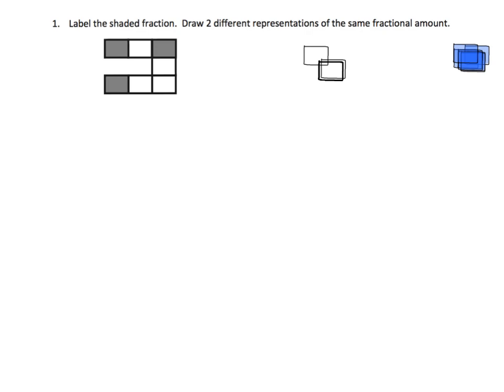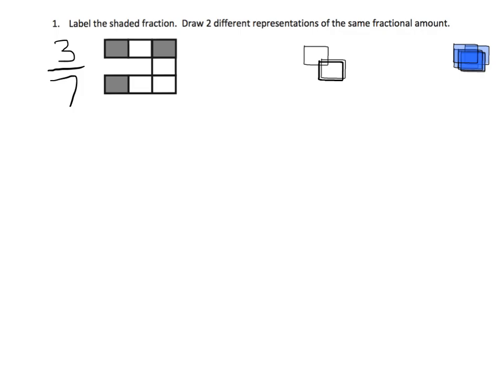So on this one, it says to label the shaded fraction and then draw two different representations of the same fractional amount. So first, let's figure out what fraction this is. So there's 1, 2, 3, 4, 5, 6, 7. So there's 7 pieces total, and 3 of those 7 pieces are shaded in. So there's our fraction. So our fraction is 3/7. And we're going to draw two different representations that also equal 3/7.